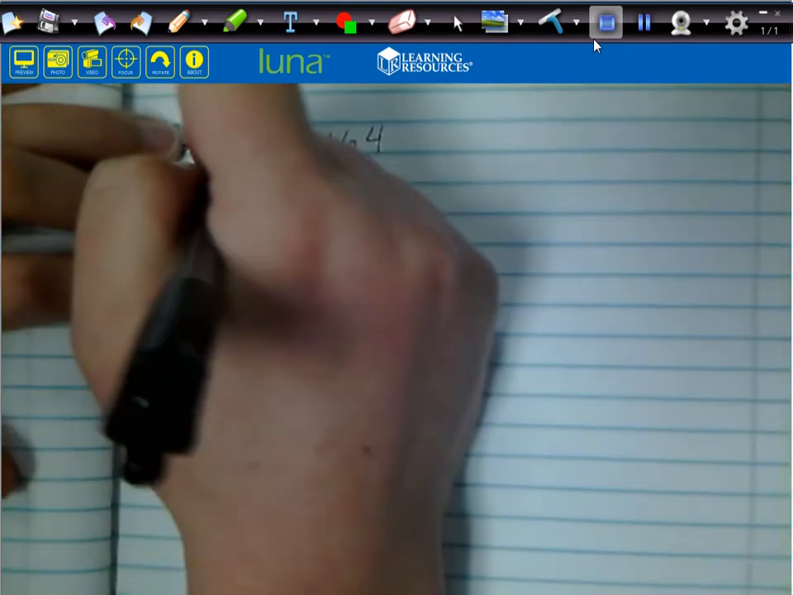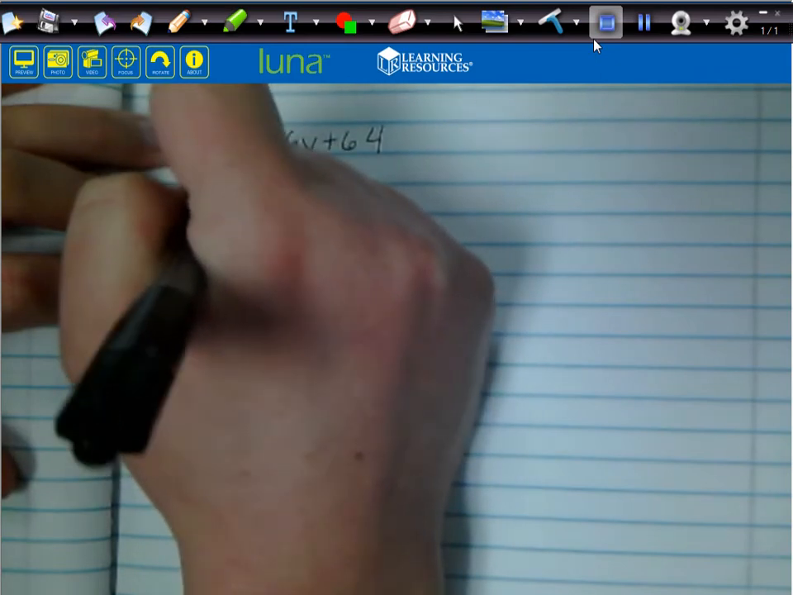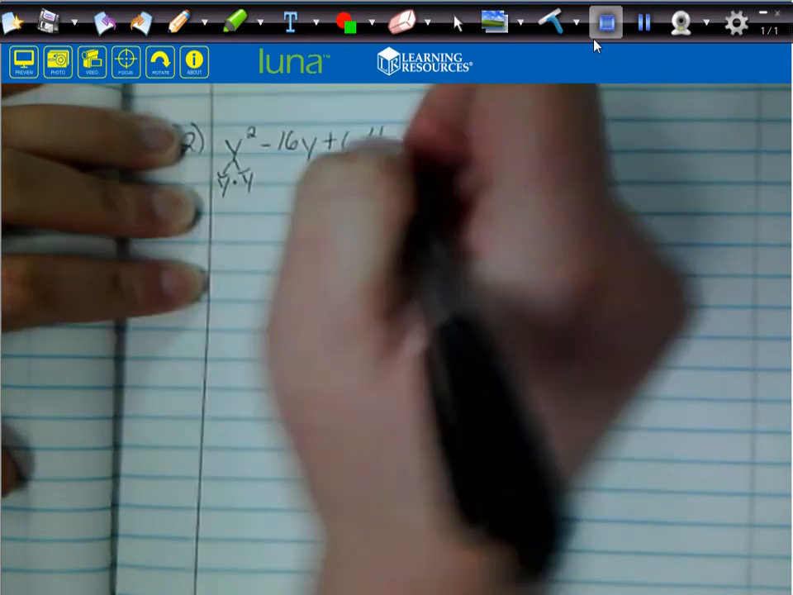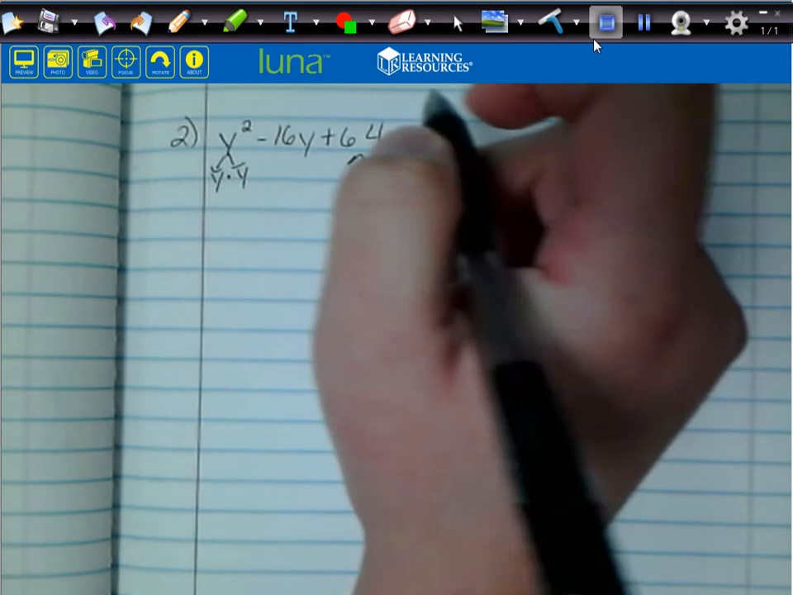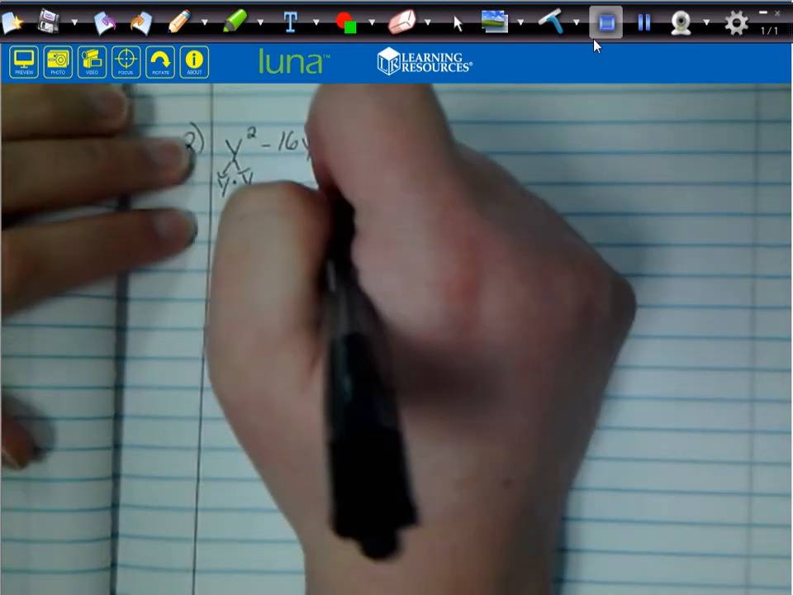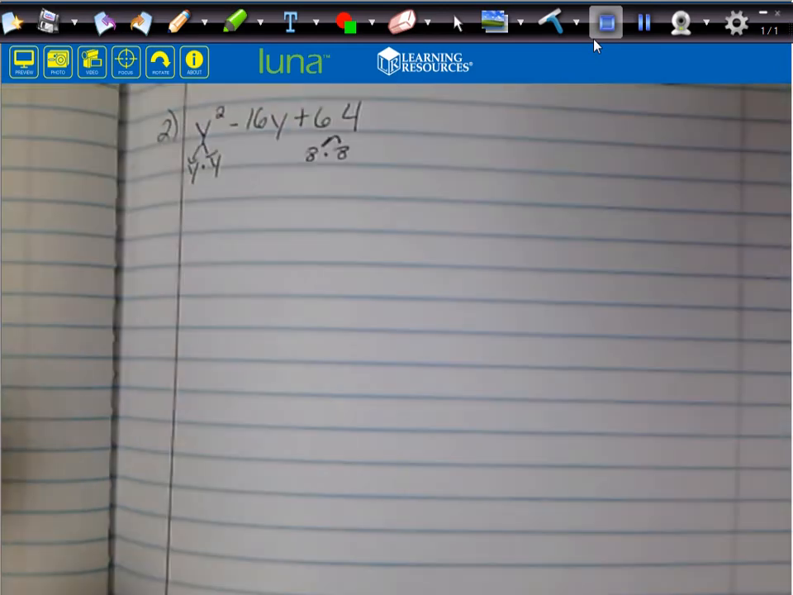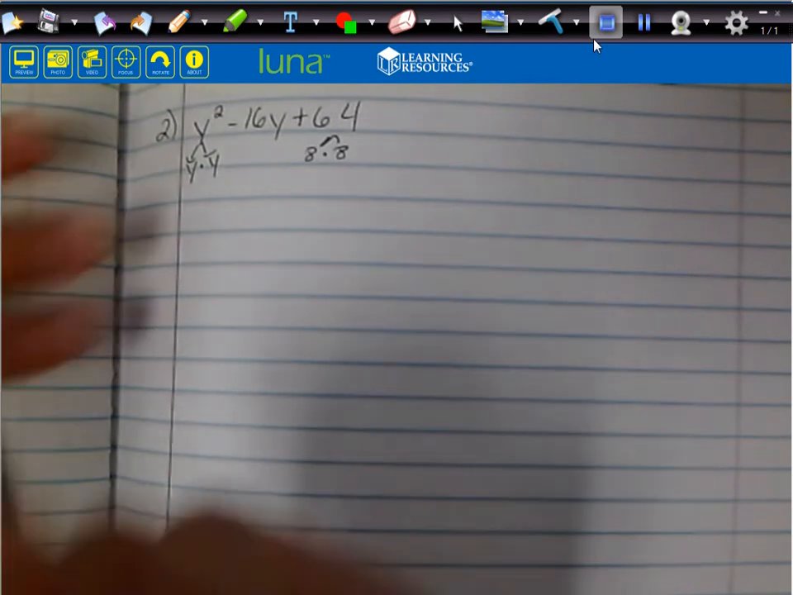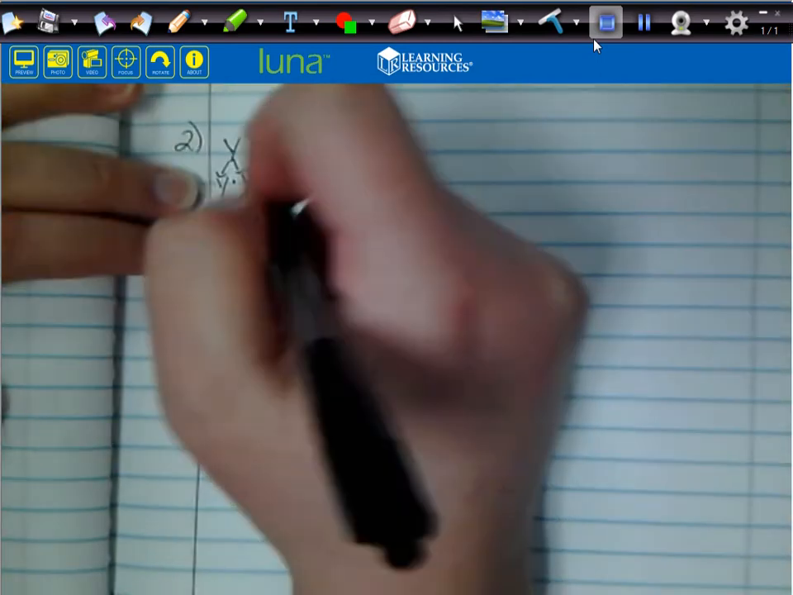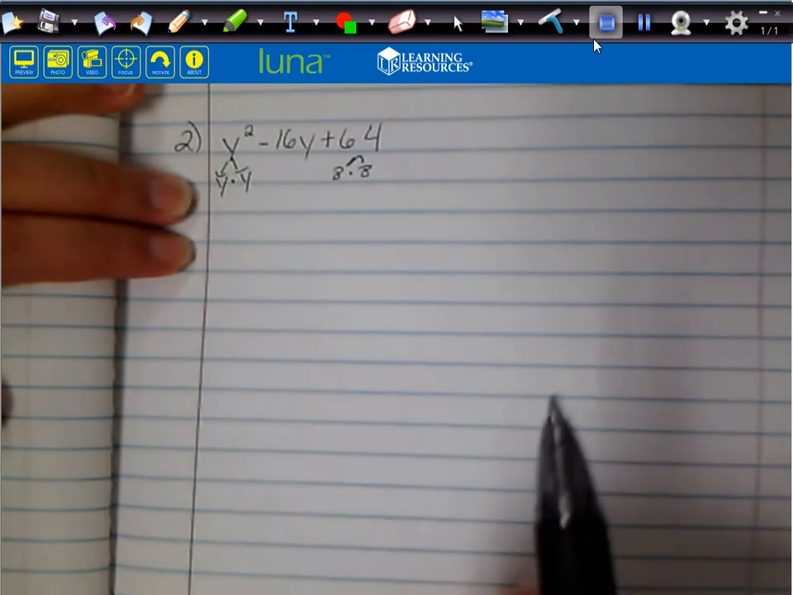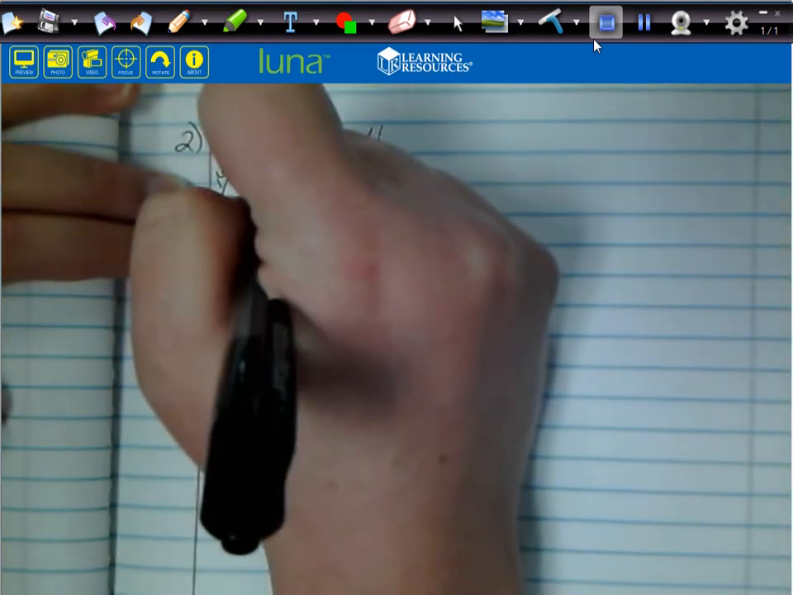So let's go ahead and split these up. Y squared is going to be y times y. 64 is going to be 8 times 8. And again, we have to check to make sure that the middle term works. And we'll talk about in a couple more examples what to do if the middle term doesn't work. But right here, we're going to check the middle term.